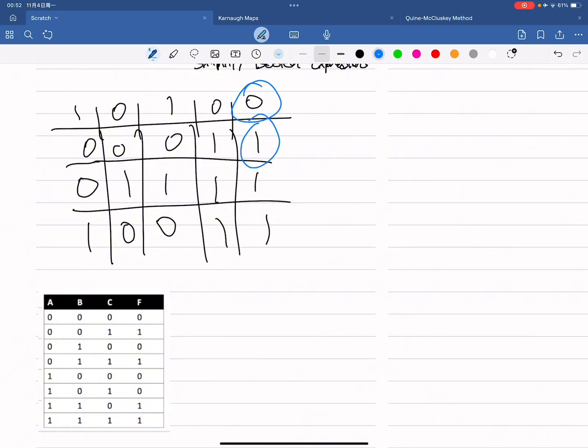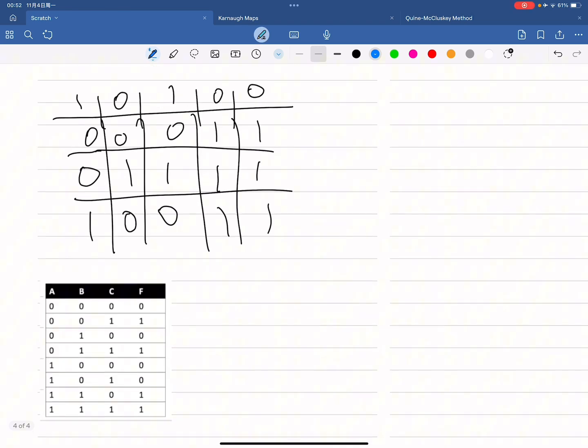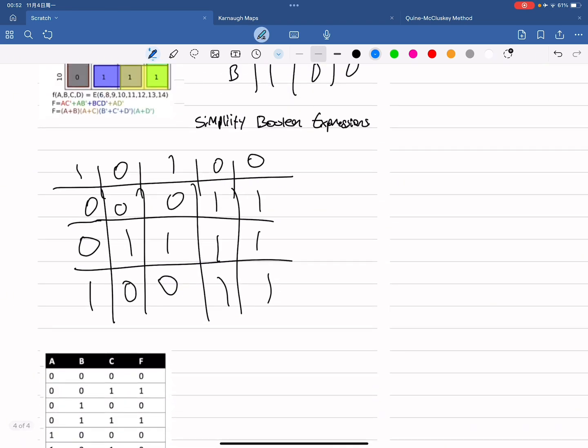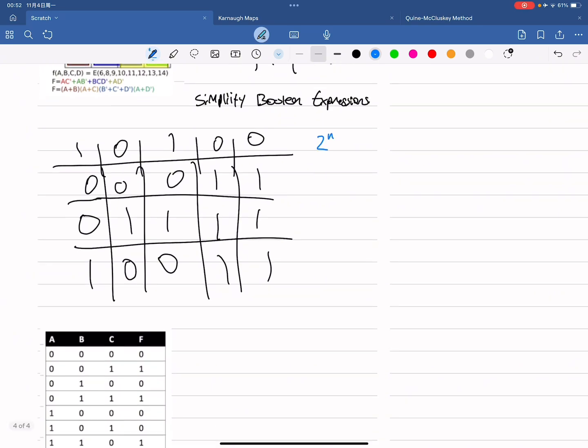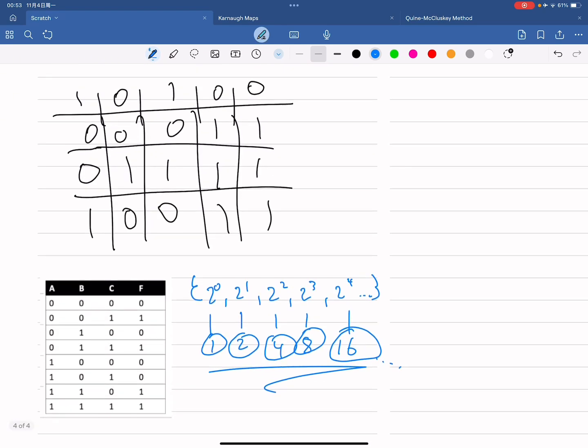When we want to group these zeros and ones in this map, we have to go through stages. First we have to find the ones. In this particular question, we start by grouping all the ones. What is the rule for that? The group has to be of size 2 to the power of n. So you have this set of 2 to the power of n, which is 1, 2, 4, 8, 16, and so on. Group sizes must be of this size only. So you cannot group the ones like this because there are 3, and 3 is not 2 to the power of n.